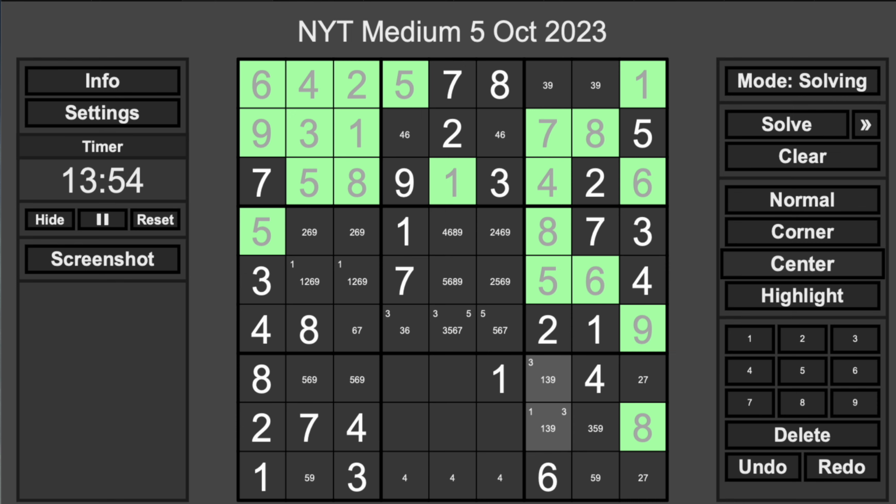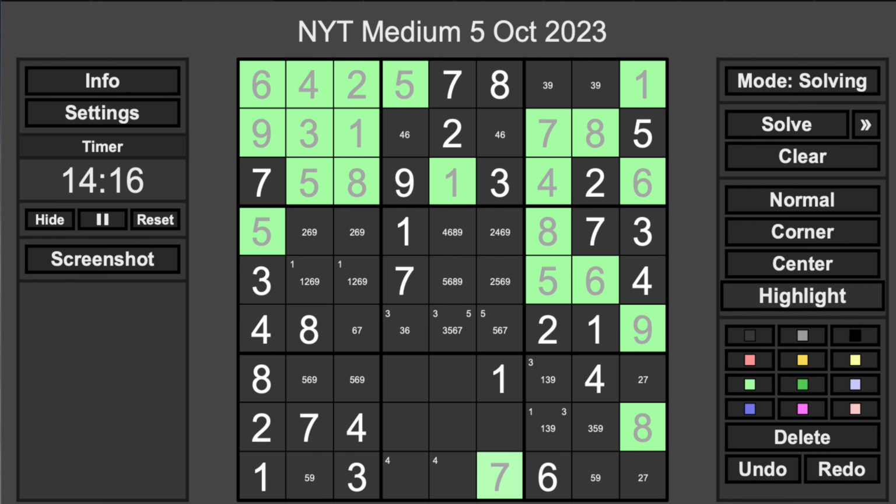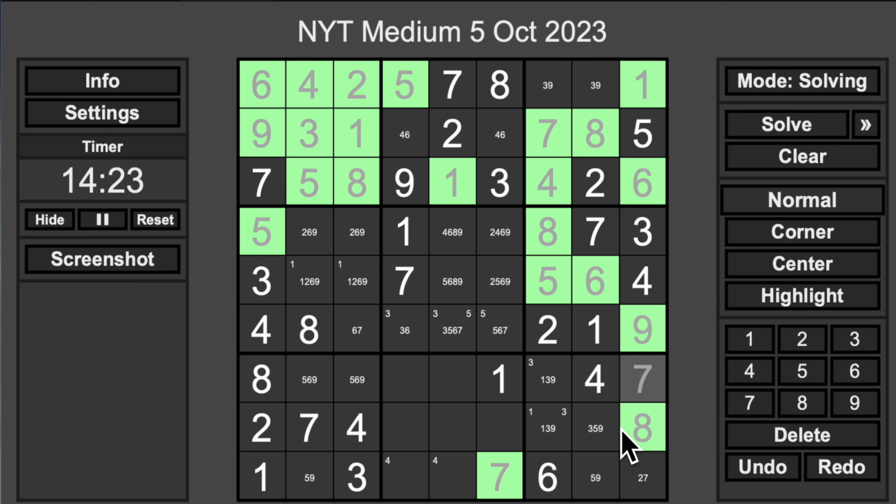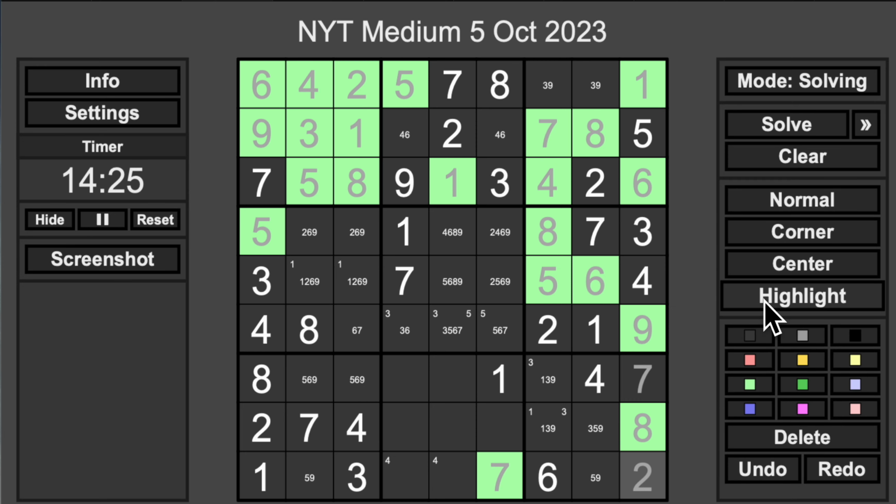Let's see. These two 7s will force a 7 on the right of box 8. It can't be here, and it can't be here. It must go there. So, 4 turns into a corner mark. 7 will force that to be a 7, because that has to be 2.